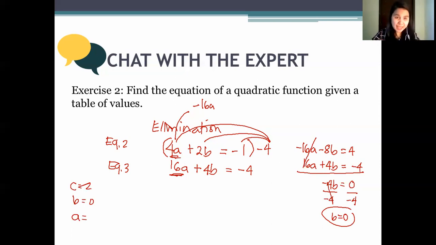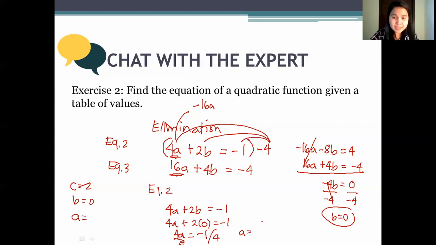You can substitute to either equation 2 or 3. So for example, let's use equation 2. 4A plus 2B equals negative 1. 4A, what's our B again? 2 times 0 equals negative 1. So 4A equals negative 1. You divide both by 4. So A is equal to negative 1/4.